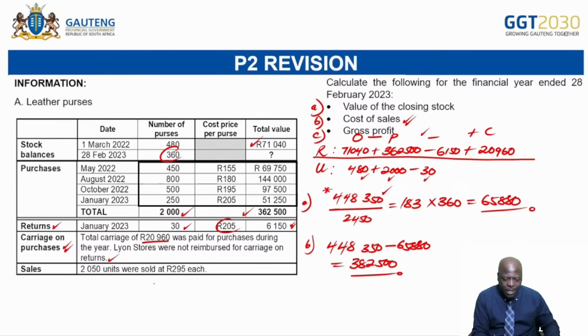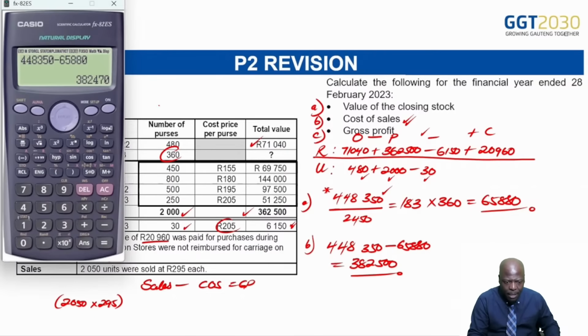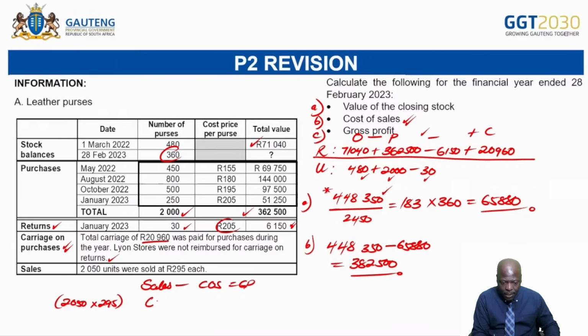Gross profit. So we understand to get gross profit, you have to say sales minus cost of sales. That gives you your gross profit. So my sales, I have to calculate it now because it is 2,050 units multiplied by 295. Okay, so I'm coming here to say 2,050 multiply by your selling price per unit, which is 295 here, and that is going to give me 604,750.